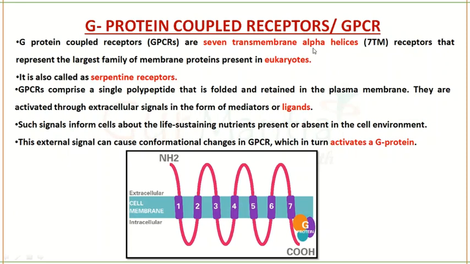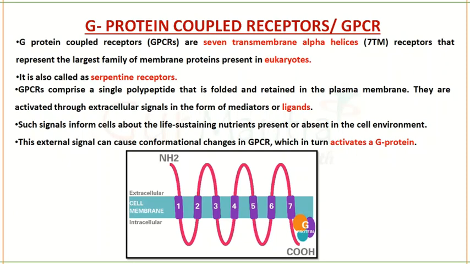You know what is a helix? It is a secondary structure of a protein. So it's an alpha helix structure. You can see here 7 transmembrane alpha helix, and this is a kind of receptor that represents the largest family of membrane proteins present in eukaryotes. So these are present exclusively in eukaryotes.